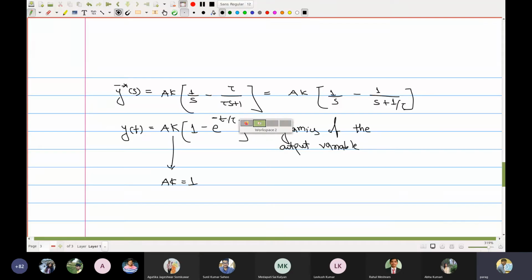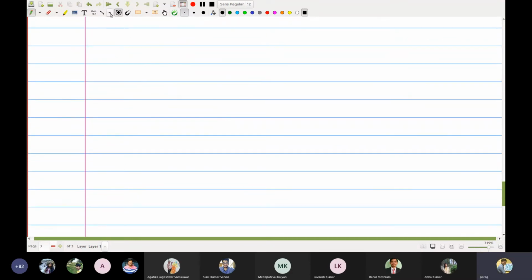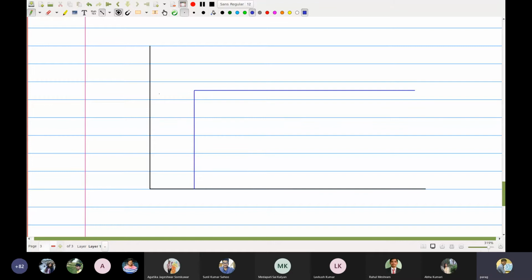So if you write it in terms of the input and output variables, how are they going to look like? So let me make some kind of a convention. My input variable will always be blue. So this is some kind of an input variable. Okay, so this is u of t, right? I have given a step of a.